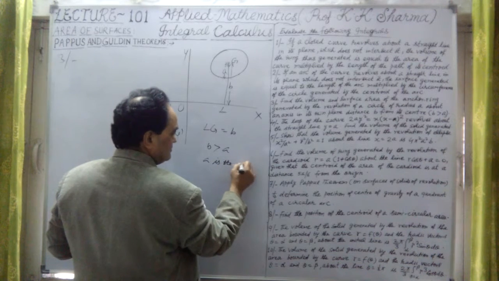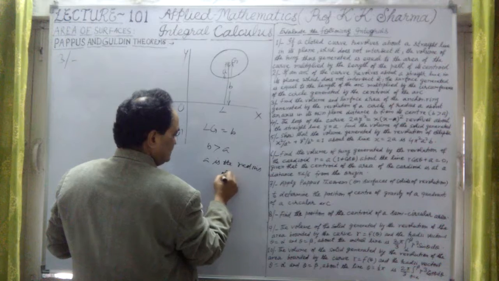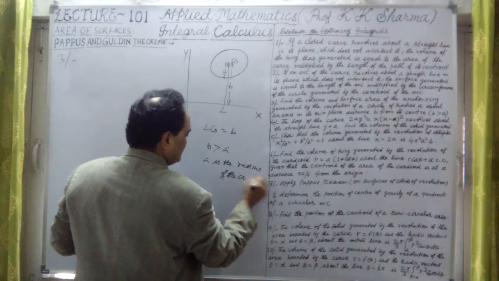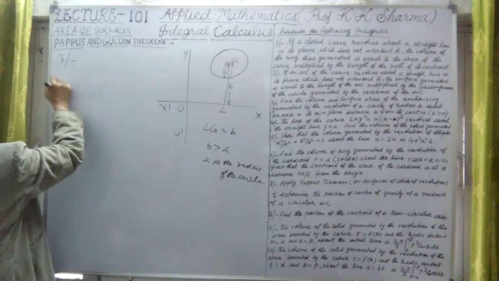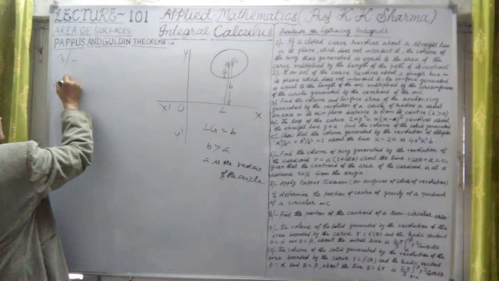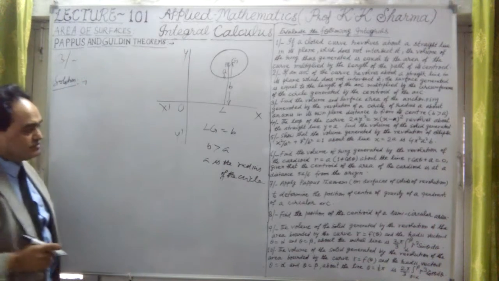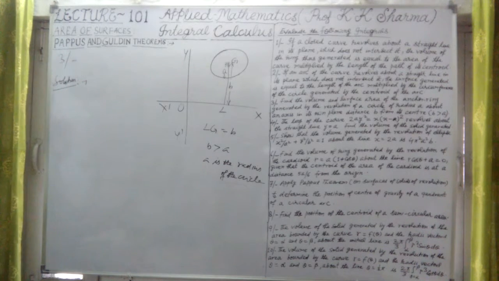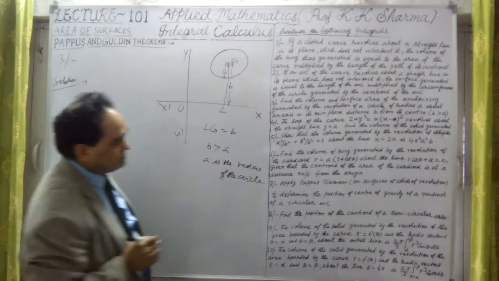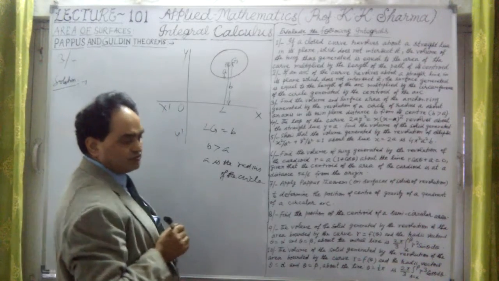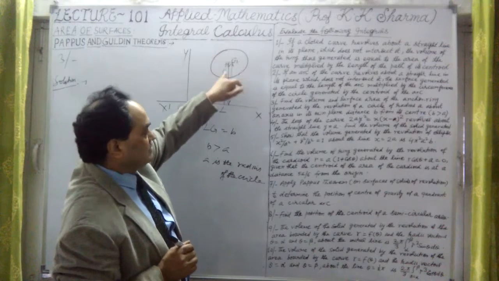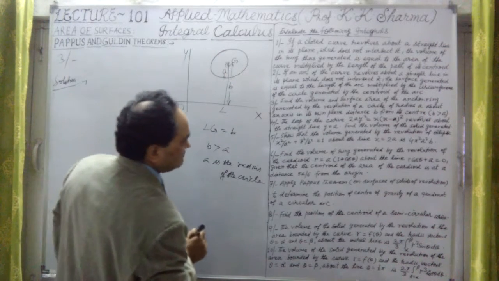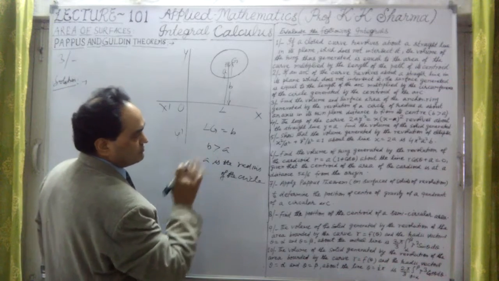Here a is the radius of the circle. This is the point we are given. Now let me find the solution. Let me discuss the surface area and all these things. We know the circumference of the circle. The area of the circle is pi a square in this case, because the radius is a. We can find this with the help of Guldin theorem or Pappus and Guldin theorem.